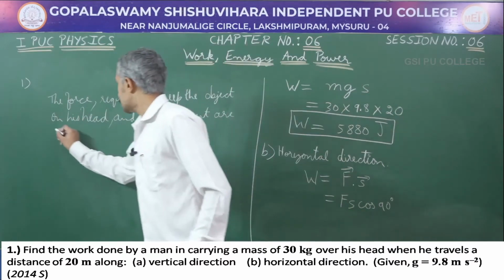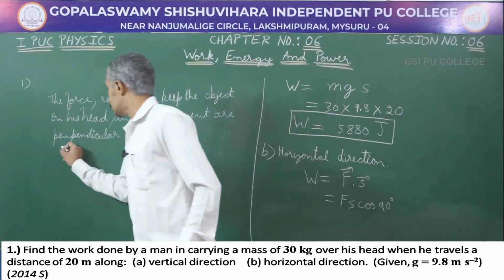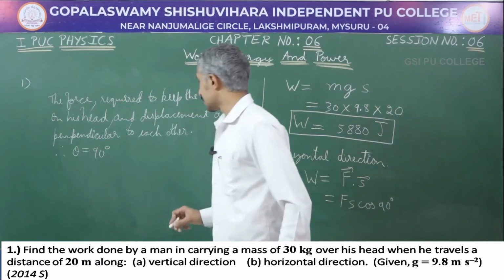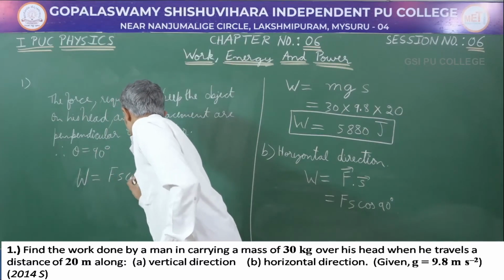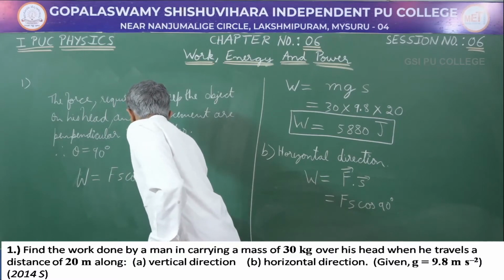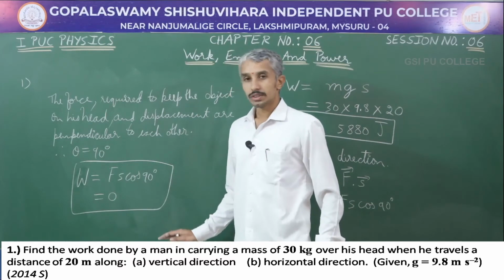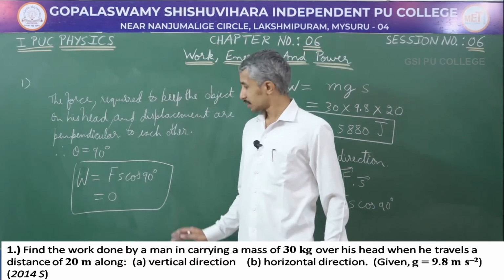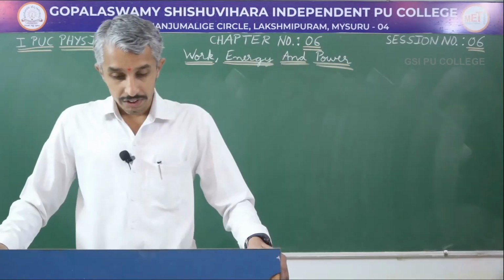The force required to keep the object on his head and displacement are perpendicular to each other. Therefore, theta is equal to 90 degree. So work done is equal to Fs into cos 90 degree, which is equal to 0. So in the second case, the work done is 0. This finishes the first numerical. Let us proceed to the second one. Here is the second numerical.